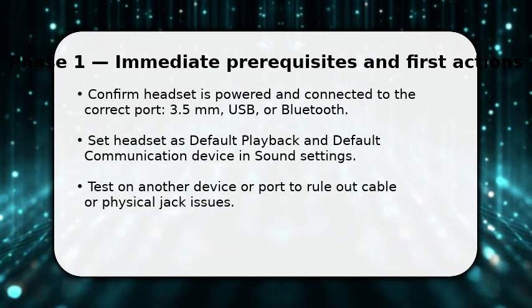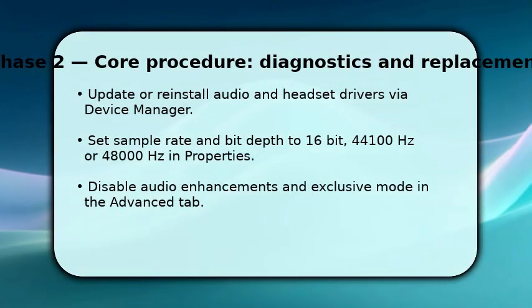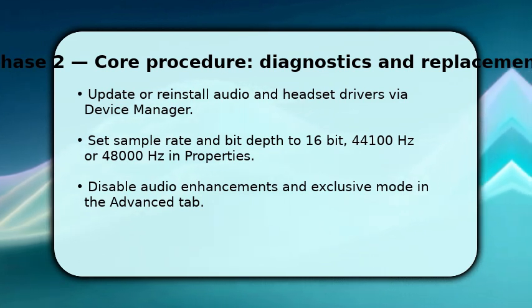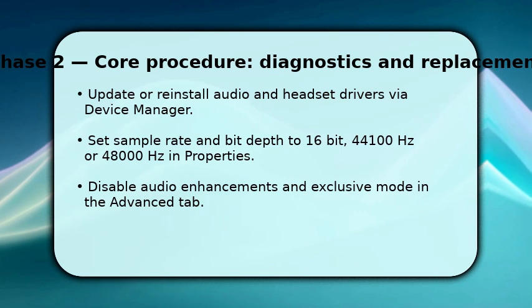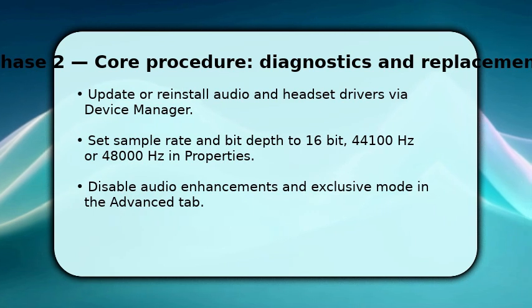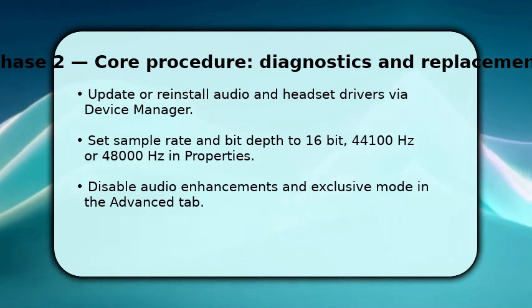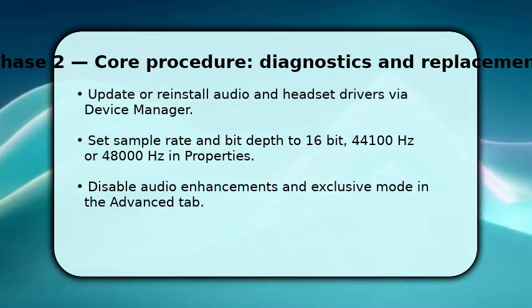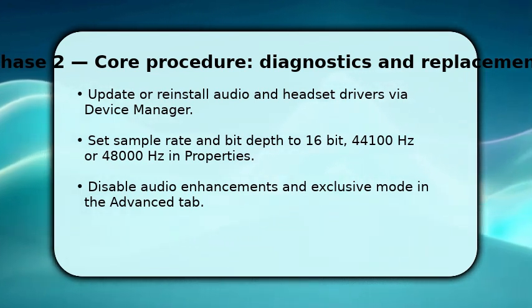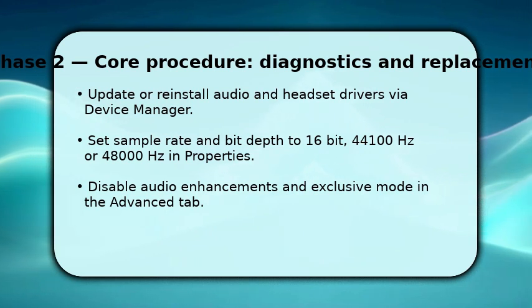Next, you handle software. Open Device Manager, update the audio adapter and headset drivers, or uninstall and let Windows reinstall them. Once done, go to the Headset Properties Advanced tab and set the sample rate to 44,100 Hz or 48,000 Hz at 16-bit. This matches most apps and prevents codec mismatches. Make sure to disable audio enhancements and exclusive mode so apps cannot hijack the device.